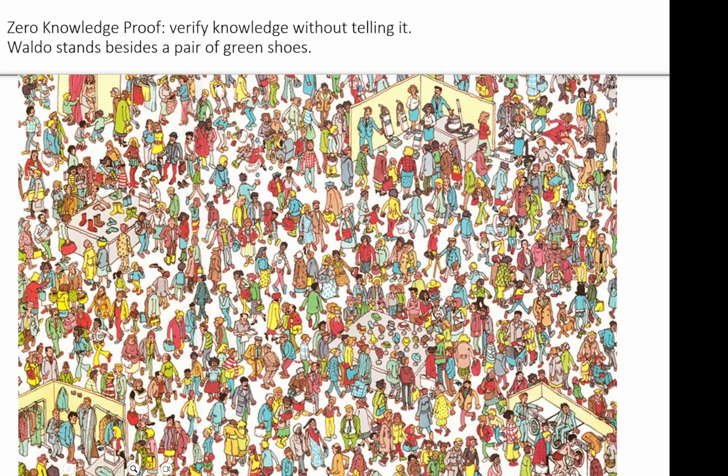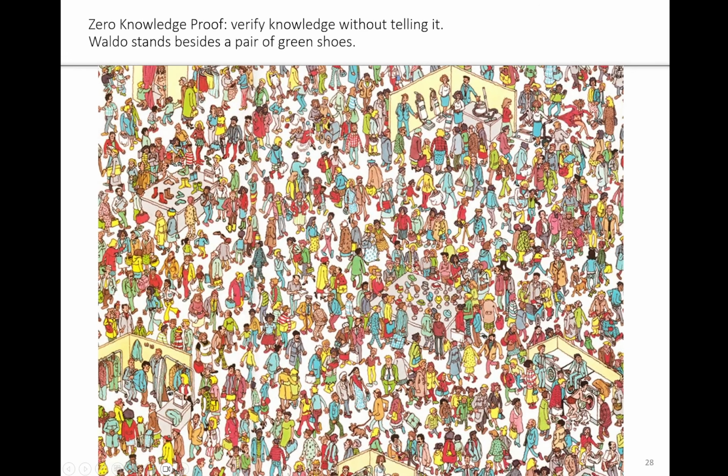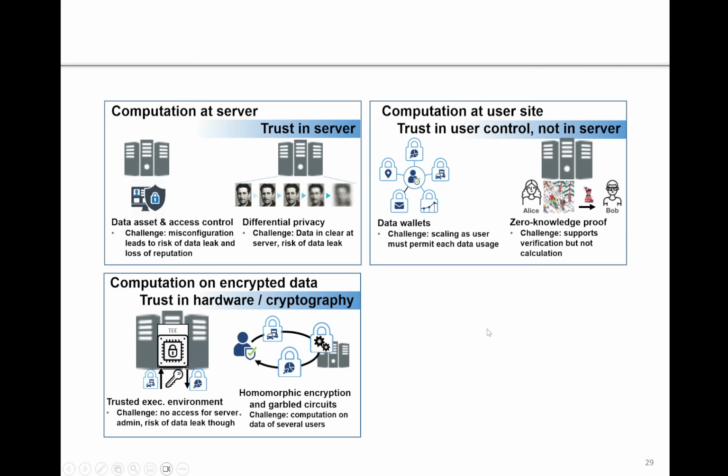That technically can also go deep, but we want to focus on computation. And in order to talk about computation, what else can we do? Here the question is computation on encrypted data, trust in hardware or cryptography. So now we want to rule out basically the trust in the server provider and the computation server provider.